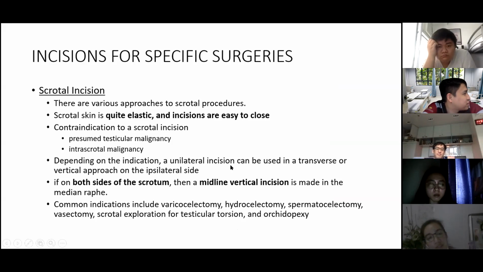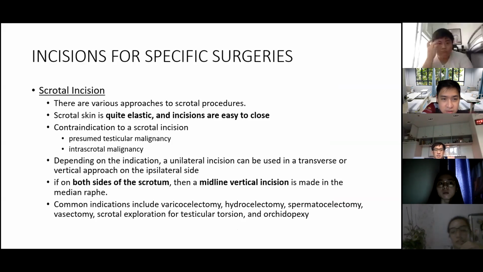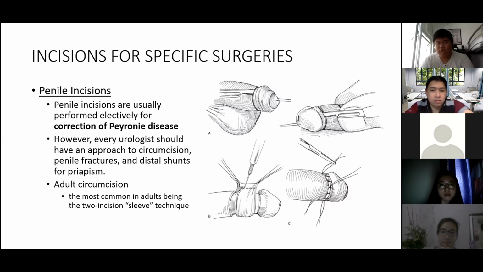And if both sides of the scrotum are involved, then a midline vertical incision is made in the median raphe. Common indications include varicocelectomy, hydrocelectomy, spermatocelectomy, vasectomy, scrotal exploration for testicular torsion, and orchidopexy.